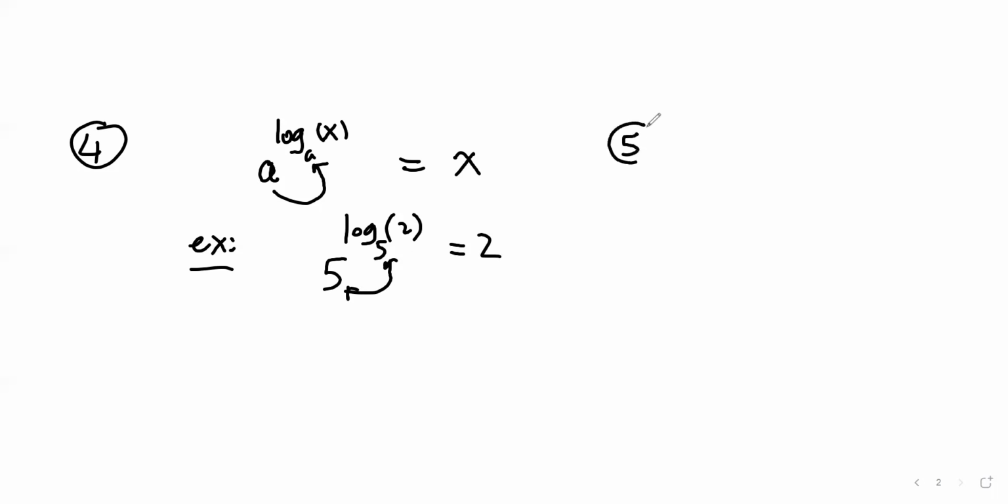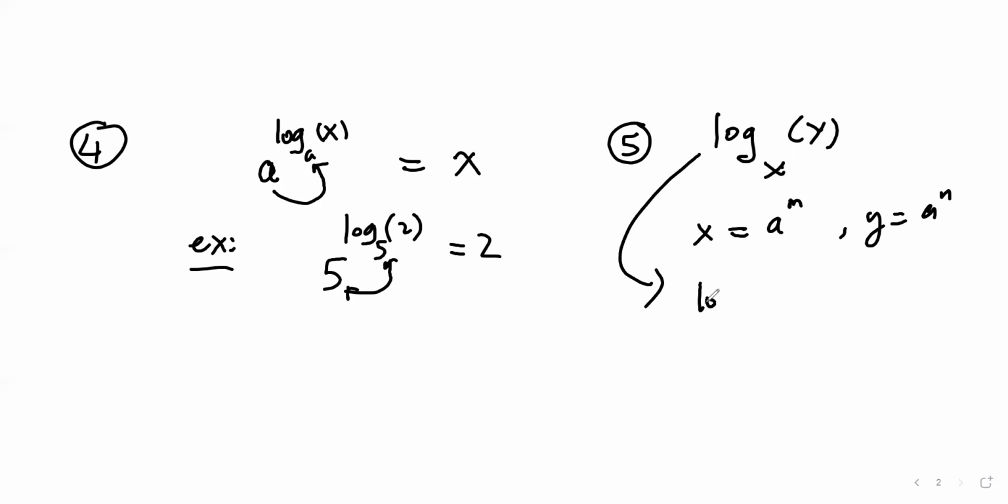Okay, property 5. Sometimes, say this is x, this is y, we have to write both base and input as an exponent. So suppose x equals a to the m, and y equals a to the n. Therefore, this will look like log base a to the m of a to the n. Now these two numbers are the same. If these two numbers are the same, then you're just going to divide the exponents. So you're just going to do n over m, basically. Okay, I'll give you an example of this one as well.